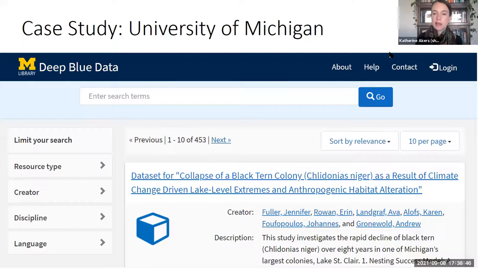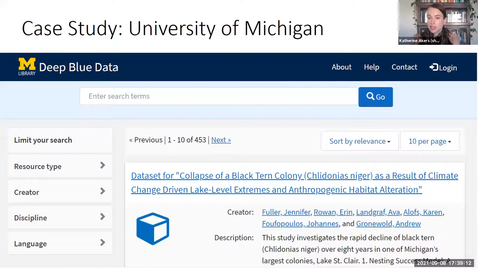And their data repository, again, University of Michigan is a very big university, and their data repository is quite populated. They have 453 data sets in here. This is across disciplines. So University of Michigan has made a very good place for researchers to preserve their data and provide access to the data to other people.